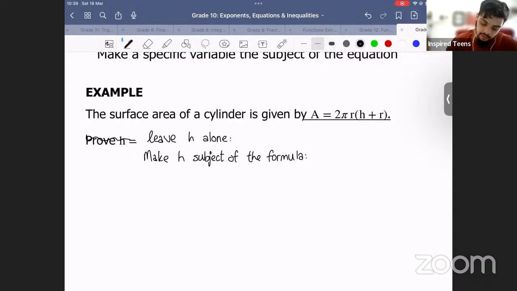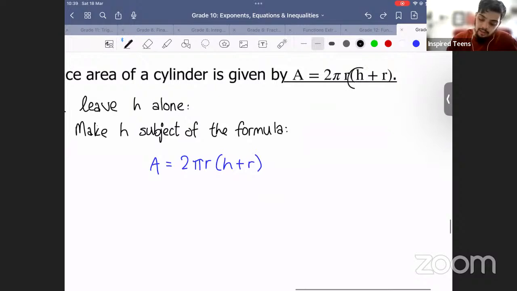Okay, so currently the subject of the formula is what? What is the subject of this formula? What's left alone? Which variable is left alone? Okay, correct. Anyone else? A. Okay, good. A, right? A is the subject of this formula, meaning A is the one that's left alone. A is the variable left alone. So we want H to be alone.